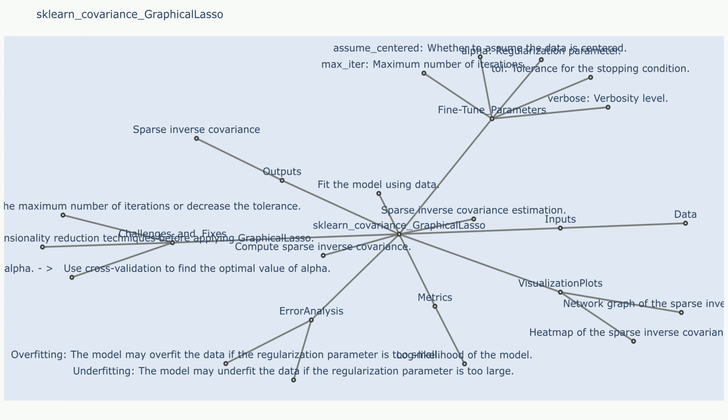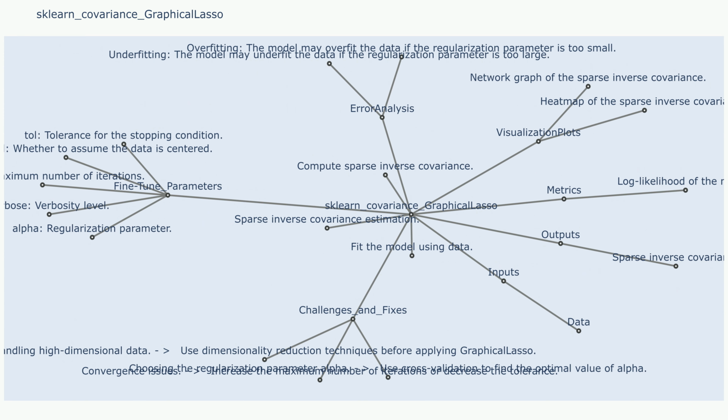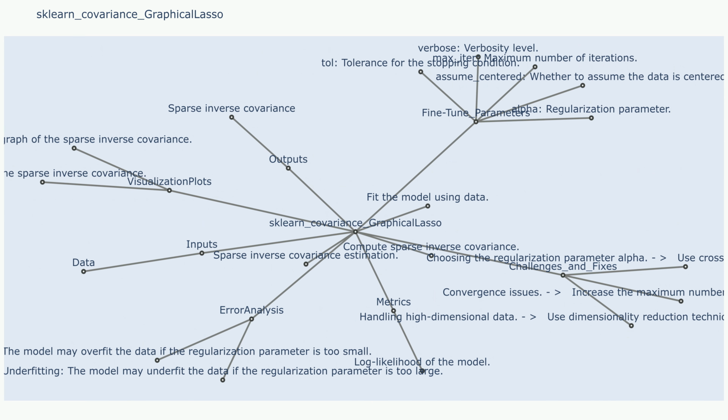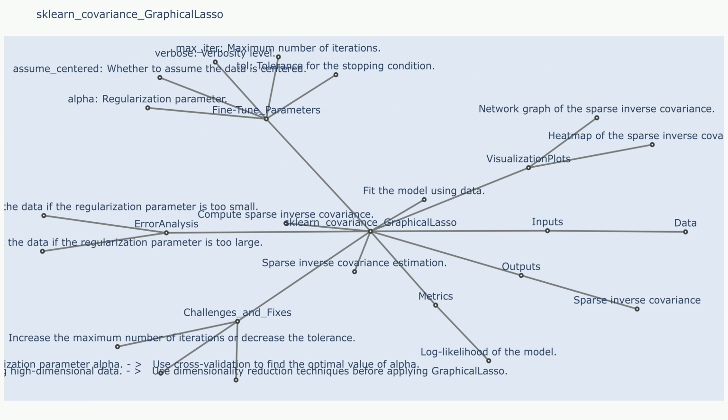Challenge 2: choosing the right alpha value. Sample use case that resulted in challenge 2: a dataset where the optimal level of sparsity is unclear. Fixes to challenge 2. Cross-validation: split the data into training and validation sets, and tune the alpha value on the validation set to optimize performance. Grid search: explore a range of alpha values and select the one that achieves the best balance between sparsity and performance on a held-out validation set.